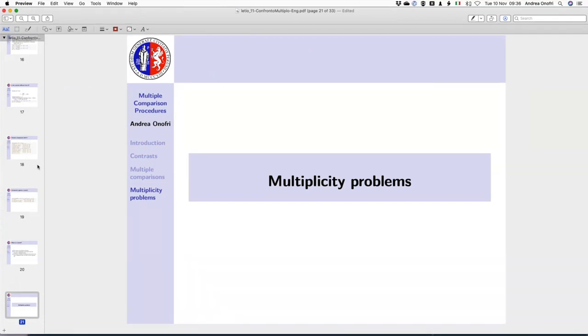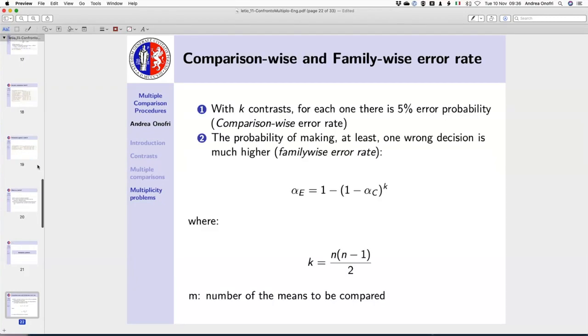Now we start discussing the multiplicity problems. We already discussed it yesterday. So we have this problem here. The problem is that with k contrasts, for each contrast, there is less than 5% error probability. And that would be the comparison-wise error rate. However, we've seen yesterday that the probability of making at least one wrong decision is much higher. That would be the family-wise error rate.